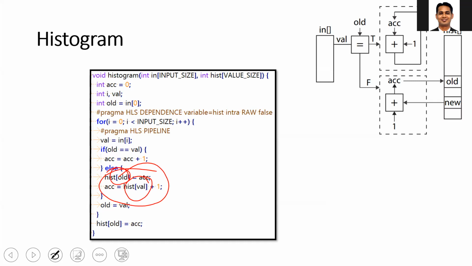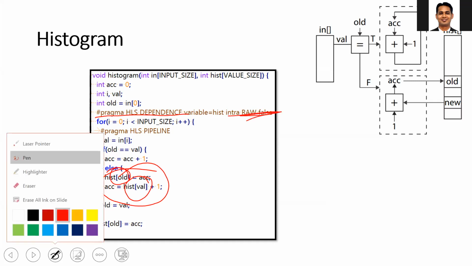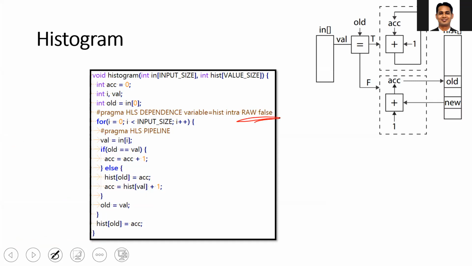So by using the HLS pragma, you can tell the tool that there is no dependency. You are telling the tool that the dependency is false. The read after write dependency is false. By telling the tool that there is no dependency, you are helping the tool to optimize your code faster. So now the tool will know that you are doing the reading and the writing, but here there is no dependency.